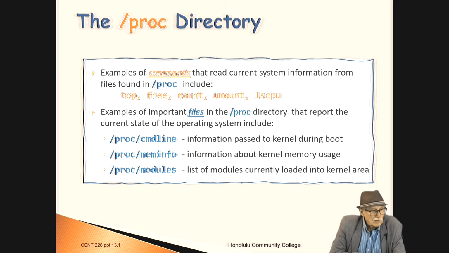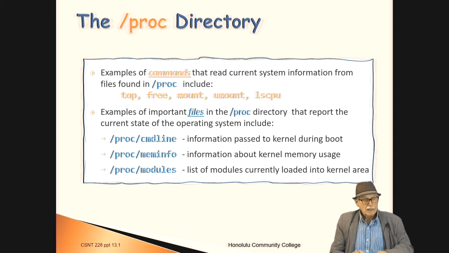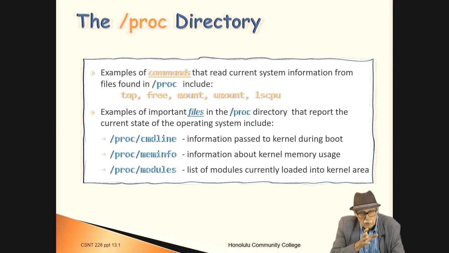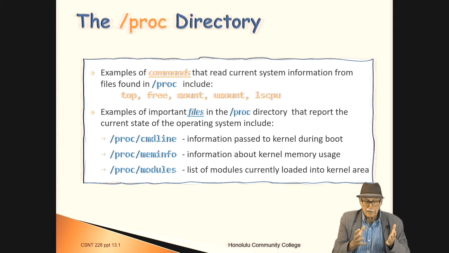So in the /proc directory, some other commands that read current system information files found in the /proc directory include top, free, mount, umount, and lscpu. We looked at lscpu, I think, in the previous video. An example of important files in the /proc directory that report the current state of the kernel is /proc/cmdline. That's information that was passed to the kernel during boot. And of course, that would have had to come off of a file somewhere.